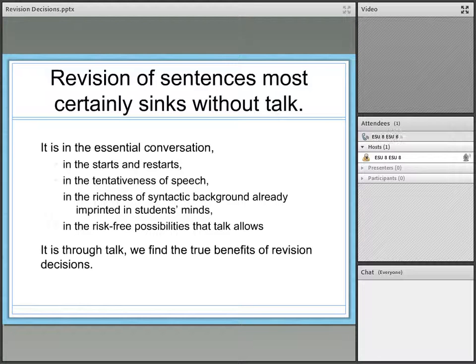Anderson and Dean go on to tell us that revision of sentences most certainly sinks without talk. They tell us that it is in the essential conversation, in the starts and the restarts, in the tentativeness of speech, in the richness of syntax, background already imprinted in the students' minds, and in risk-free responsibility that talk allows. It's through talk we find the true benefits of revision decisions.